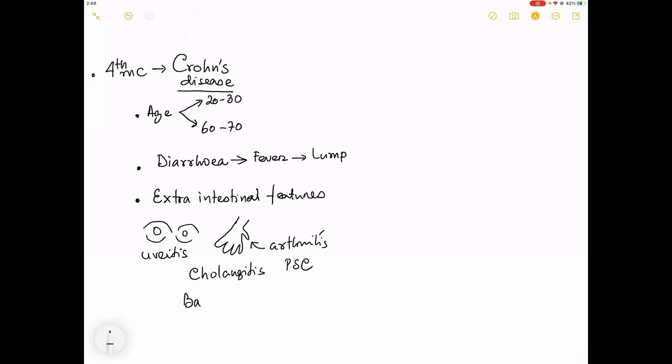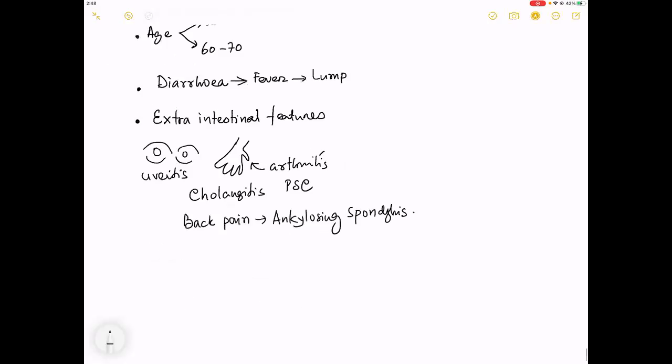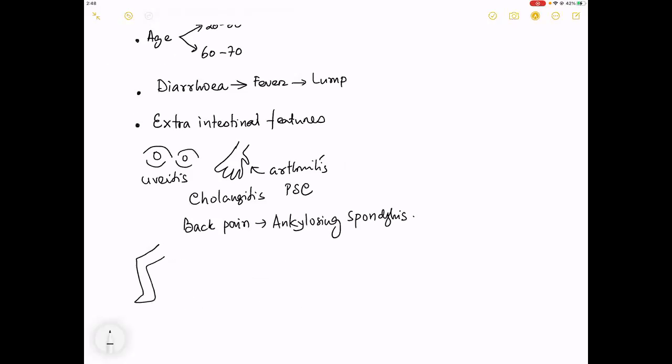Back pain. Why does the patient have back pain? Because of ankylosing spondylitis. Okay, very good. And what happens to the skin of the leg and the hand, sir? Those red, big blotches appear. What is this called? Erythema nodosum.